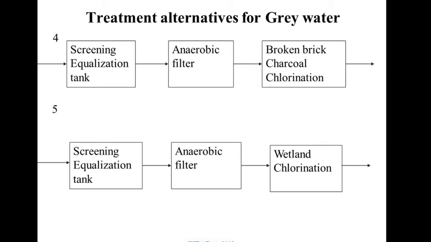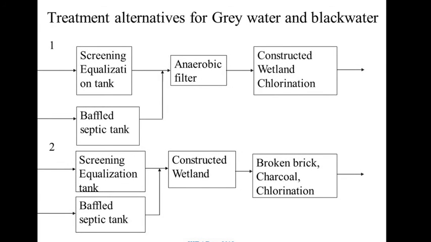Fourth, screening and equalization tank, anaerobic filter, broken brick charcoal and chlorination. Fifth option we can use screening, equalization tank, anaerobic filter and wetland, and chlorination. Okay, so these are the various treatment alternatives which we can use for grey water.